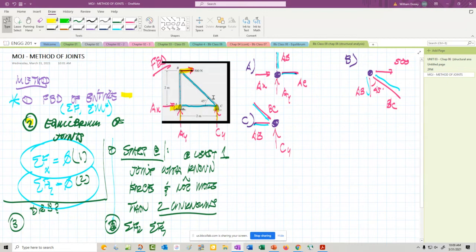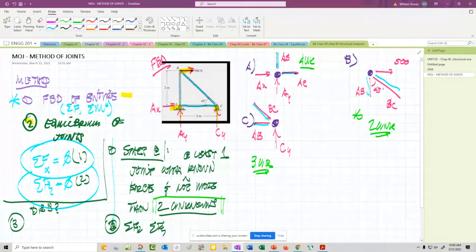Okay? So if I look at A, what do I have at A? Let's see. I have four unknowns. That's not a good one because it doesn't follow this rule down here of two unknowns. What about C? Three unknowns. What about B? Two unknowns. So I want to start with joint B.